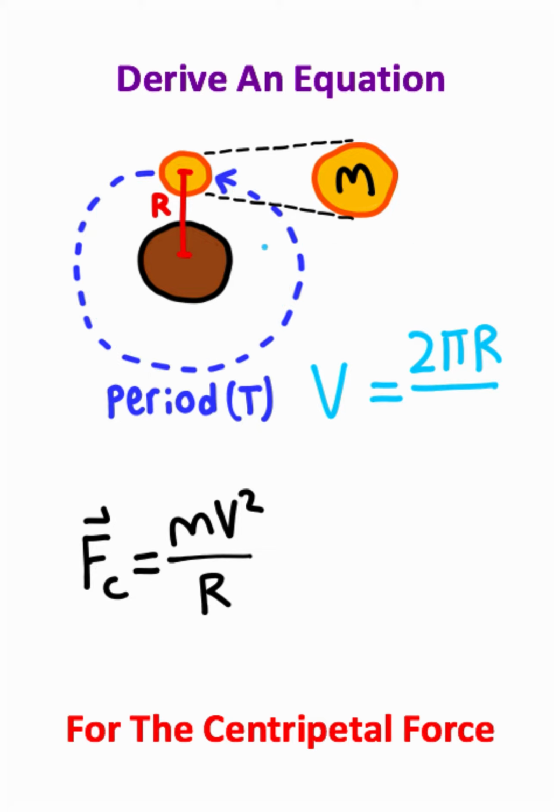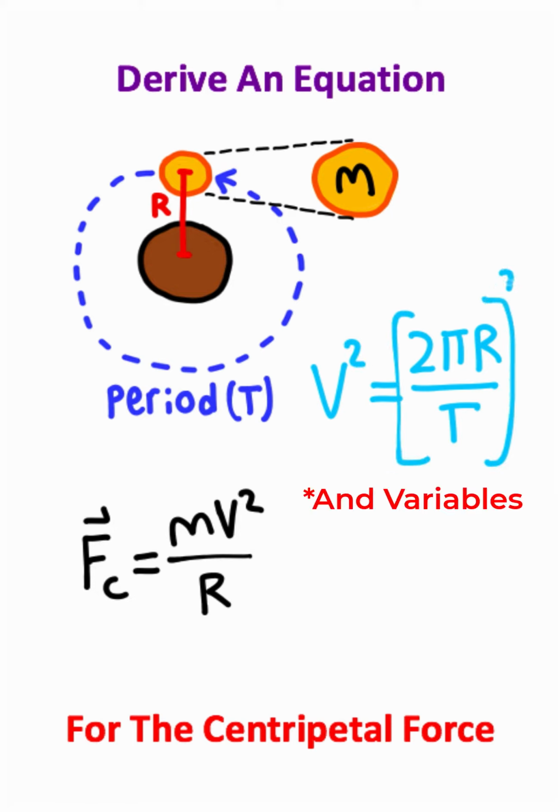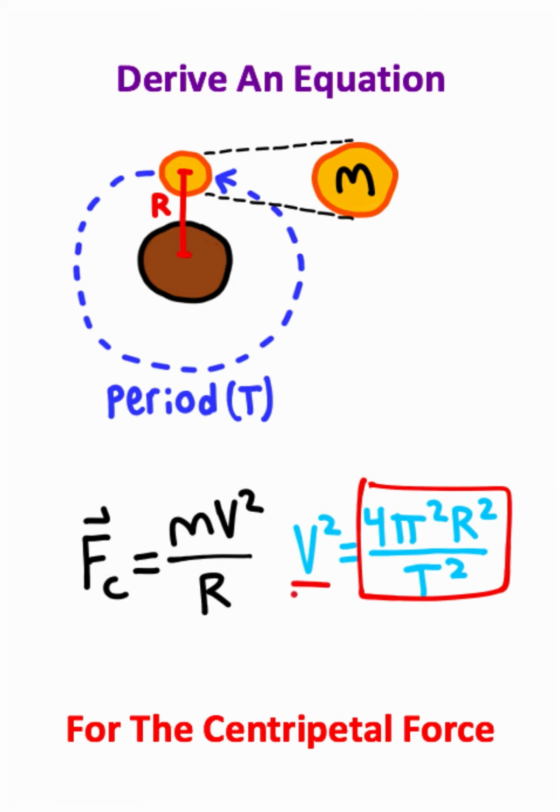The time it takes to complete a circle is 1 period of motion. Now what I'm going to do with this velocity is I'm going to square it, and that will require me to square all of the numbers in this equation. And I can take this entire equation and substitute it in for the v squared we have up here.